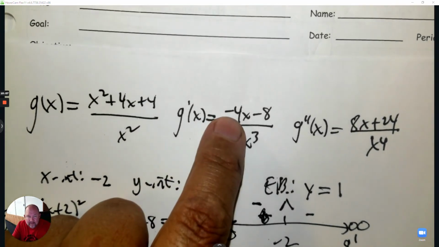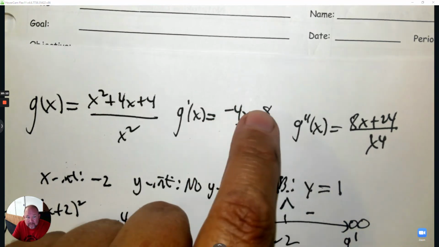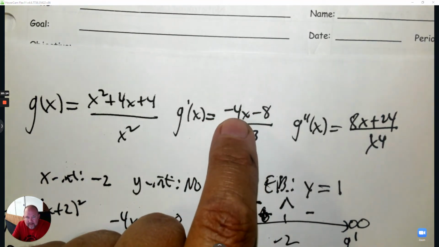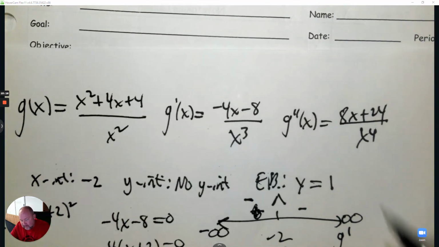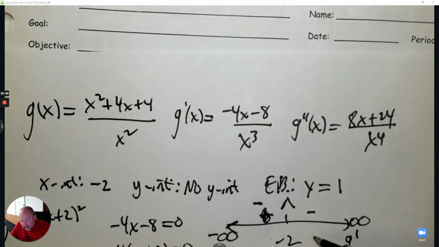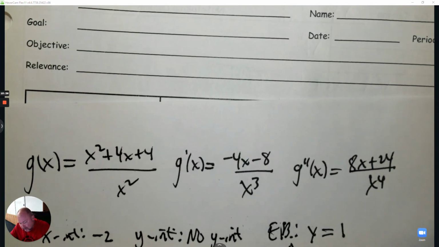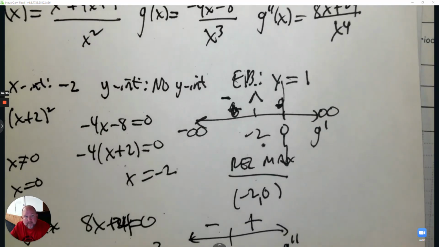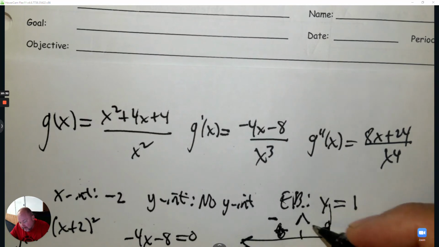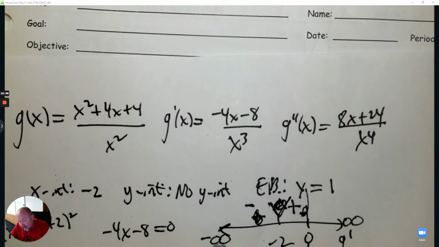And then if I plug in a number bigger than negative 2, like 0, or 1, that's a negative over a positive, which is negative. Let's try that again. Plug in a number bigger than negative 2, so like negative 1. Oh, we also need to put down the asymptote. That helps too. There's 0. We need that asymptote. So this is going to be positive. So this is actually a minimum at negative 2.